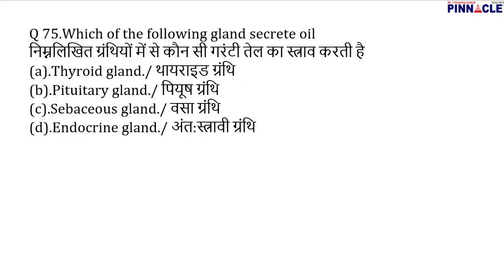Moving to question number 75, we have: which of the following glands secrete oil? In our body, we have certain glands that secrete many things, and one such gland secretes oil. This gland is called the sebaceous gland. So always remember, the sebaceous gland produces or secretes oil, and therefore this gland is also called the oil gland. So for question number 75, C is the correct option.